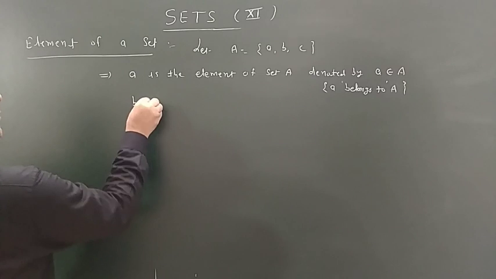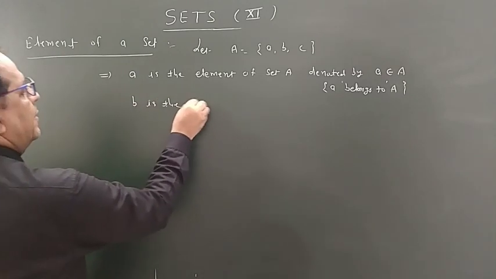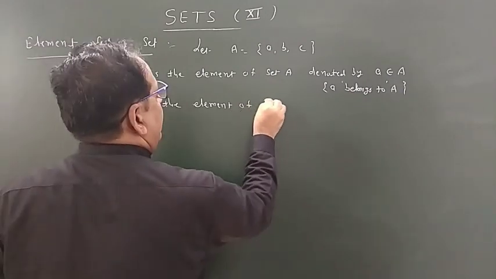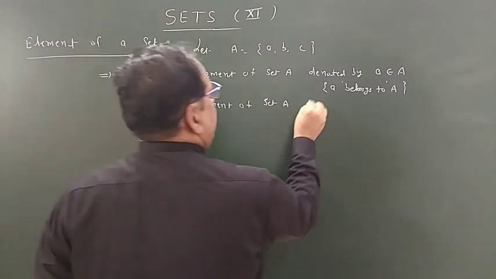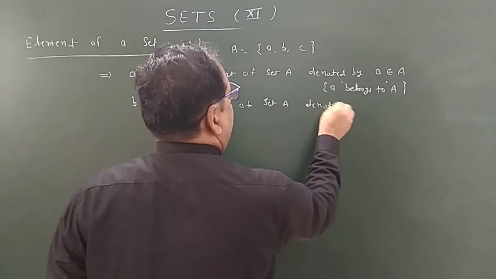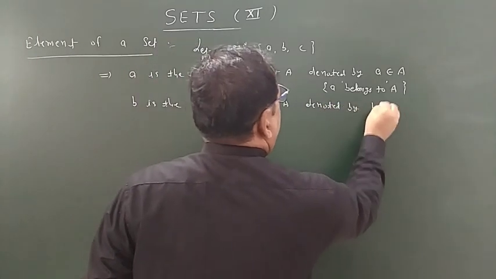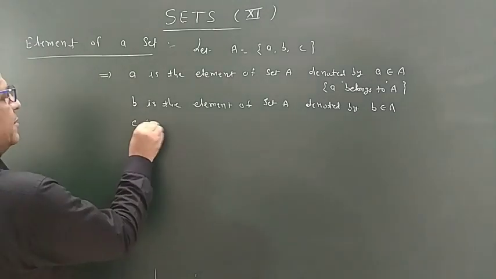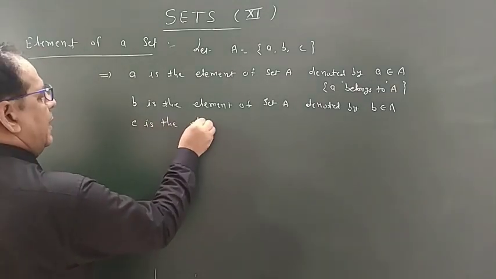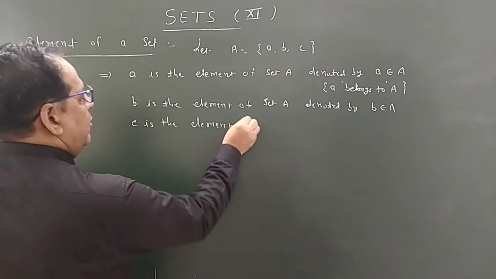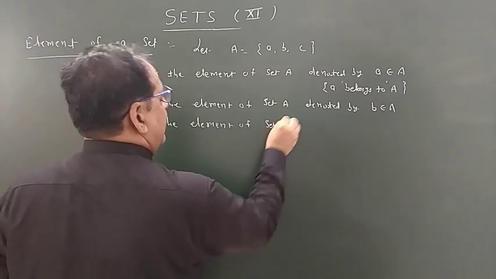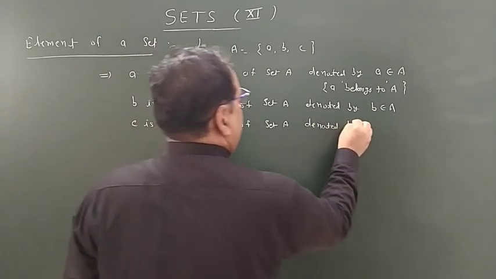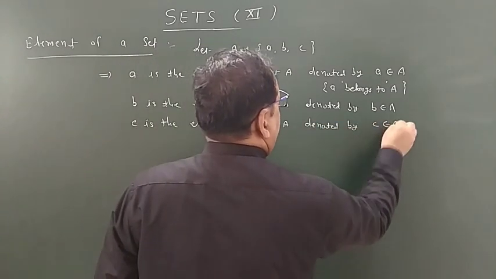b is the element of set A, denoted by b belongs to A. c is the element of set A, denoted by c belongs to A.